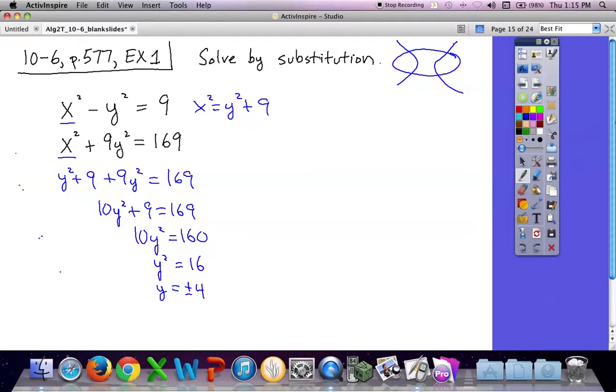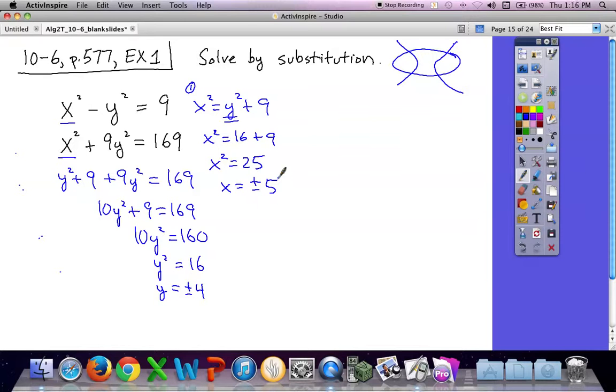Now we need to go back to the result from step 1, which was this. That was our first step. And substitute to solve for x. Well, we don't need y. We don't need plus or minus 4. We need y squared anyway. So that's what we're going to replace. For y squared, put in 16. So x squared equals 25. X equals plus or minus 5.